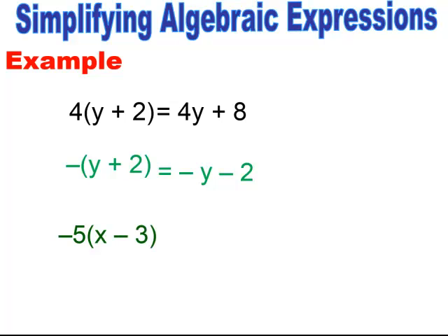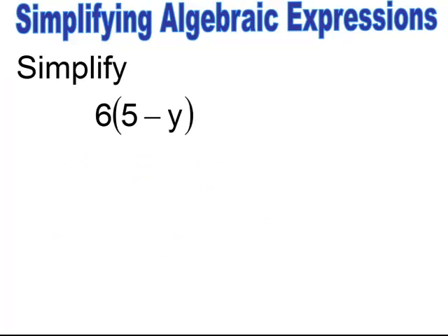Here's one with a negative and a number. So notice when I do the distributive property, I'm going to end up with a negative 5x, and then you have a negative 5 times a minus 3. Negative times a negative will make that a plus, and it's going to be plus 15. Pause and try. So to remove the parentheses, I'm doing the multiplication. 6 times 5 is 30, and then 6 times minus y would be a minus 6y.